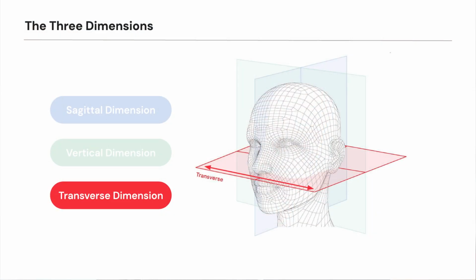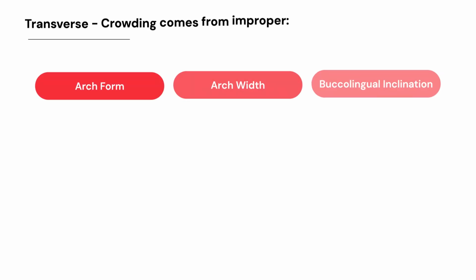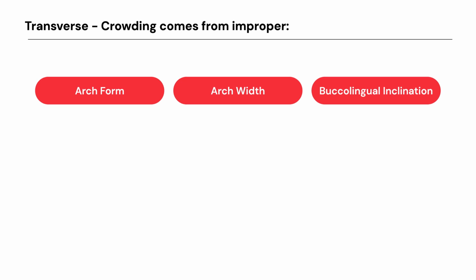Brings us to the last different plane, different dimension, and that is transverse. So when we think of transverse, that's the in-out, right? Looking down from the roof or up from the tongue and looking at the arch and thinking about how we want to move the teeth in and out. And in particular, there are 3 things I want you to pay attention to. This is key to when we see crowding, and that is if the arch form, arch width, or buccal-lingual inclination is not proper, typically we're going to see crowding associated with it.